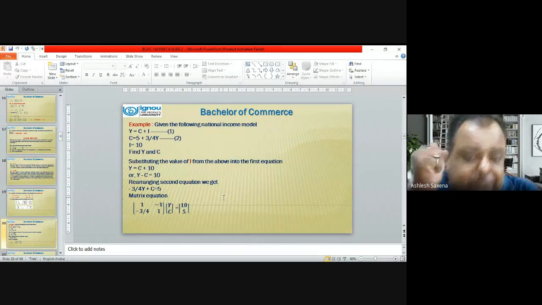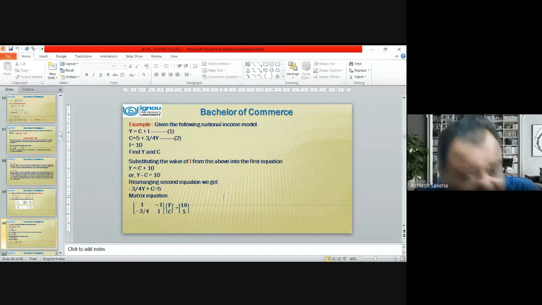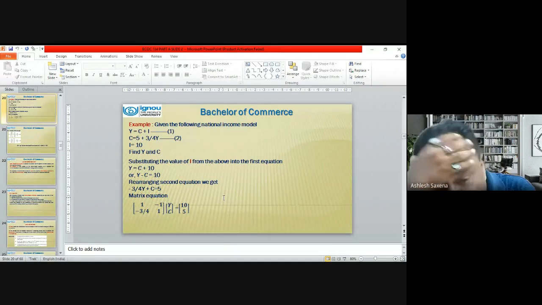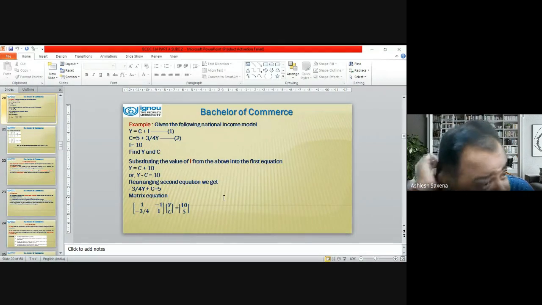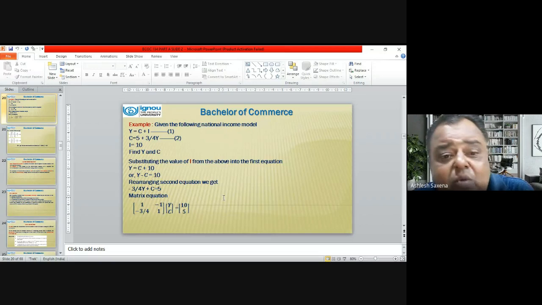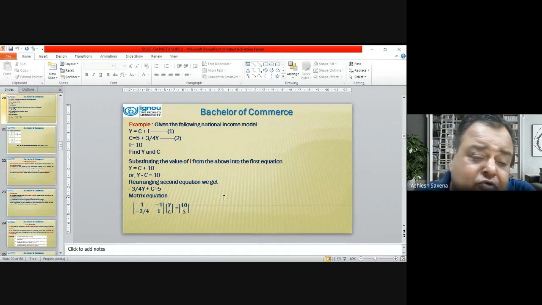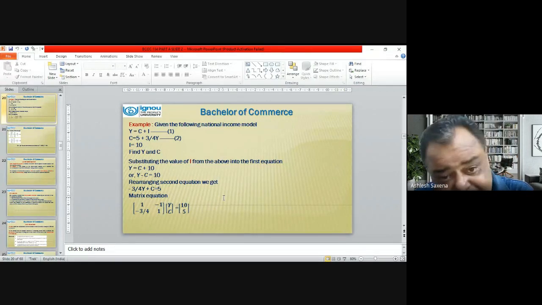Now straight away we will go to a problem because we have seen the method, and here we will see how this is performed. We have two equations: y is equal to c plus I, and c is equal to 5 plus 3 by 4 y. And it is given in the problem that I is 10. So we are supposed to find out the value of y and c.